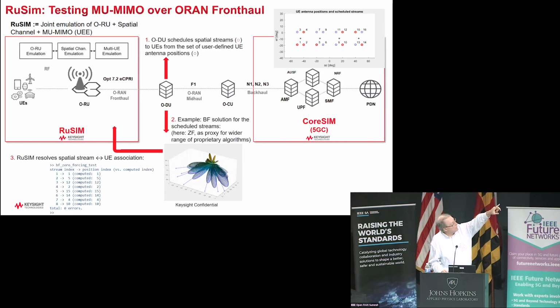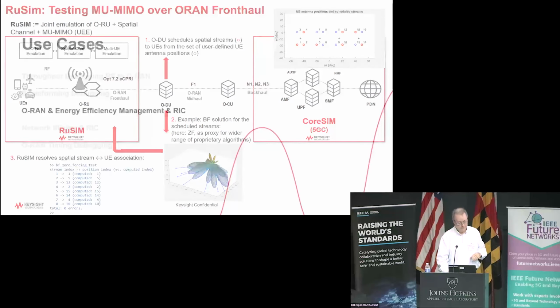In the top right, you can see the red circles are the spatial streams that are getting scheduled to the UE positions, which are the blue circles. Once that beamforming solution is created, it's sent over to the RU sim, and the RU sim does the mapping from those spatial streams to the UEs. What this lets us do is a lot of debugging at scale, with a lot of users, and optimizing beamforming.